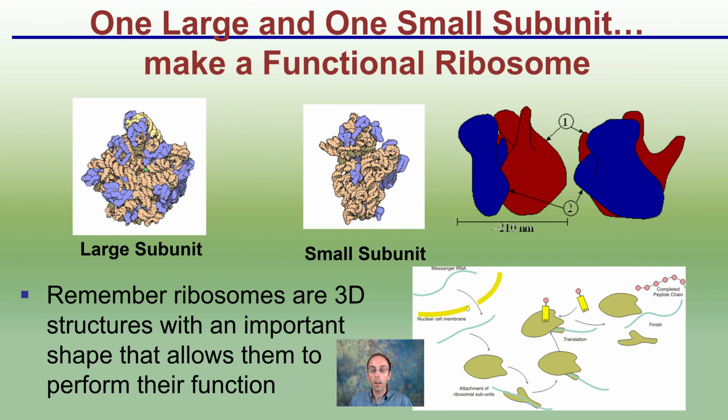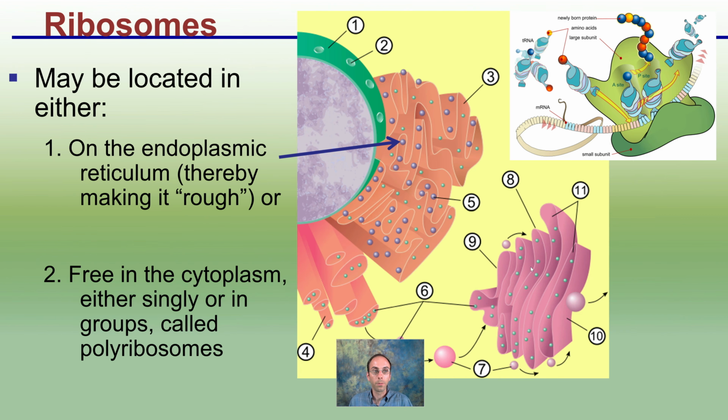So you have messenger RNA that comes out of the nucleus, then the two subunits of the ribosome come together, and they allow that translation process to occur, allowing messenger RNA to essentially be translated into a polypeptide chain, which ultimately will form a protein.